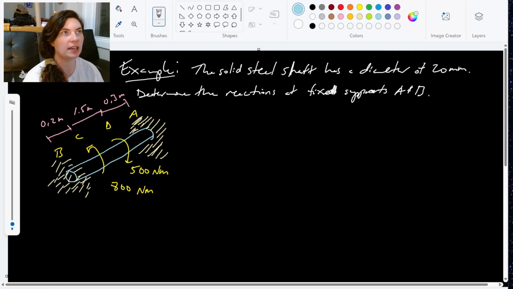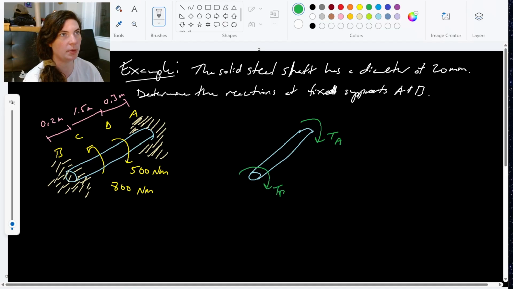So our very first thing, if we want to break this down and see what it looks like free body diagram style, then we can take this, here's our rod, and at each of those fixed supports, we're going to have a moment. I'm going to call this the torque at A and the torque at B. And I'm just making some assumption for their direction. I don't know what it is, and we'll leave it like that.